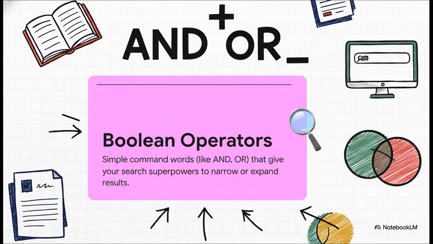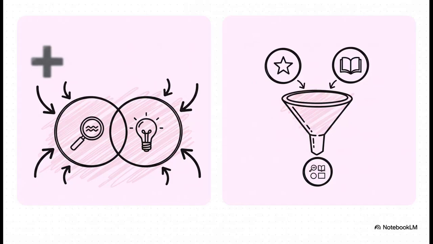Now those little command words have a name, Boolean operators. I know, it sounds super technical, but it's actually incredibly simple. Just think of them as superpowers for your search bar, telling it exactly how to combine your keywords. So here's the crucial part: knowing which one to use.